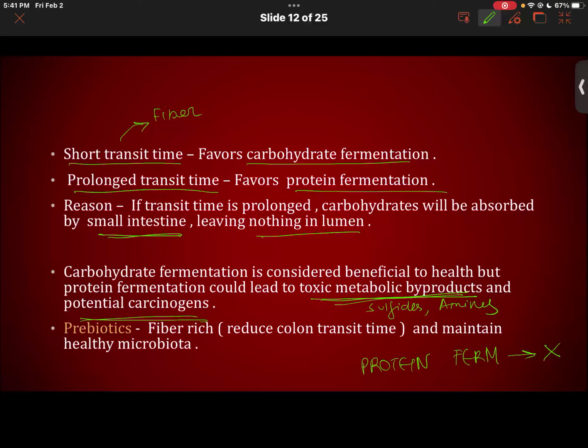We have something called prebiotics, which includes things like yogurt, and there are also supplements that are prebiotics. These are fiber rich. Obviously, this is a good thing, because this reduces colon transit time, which means we'll favor carbohydrate fermentation, and it maintains healthy microbiota. So it doesn't allow the microbiota balance to be harmed, because if we have the wrong microbiota in the colon, that also affects us just as much as if we have a fiber-rich diet or not. So prebiotics do both things, and that's why they recommend it.